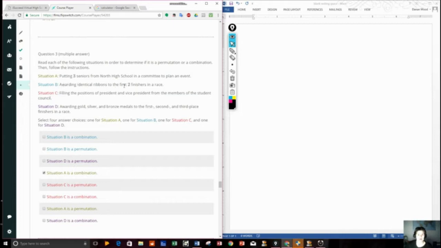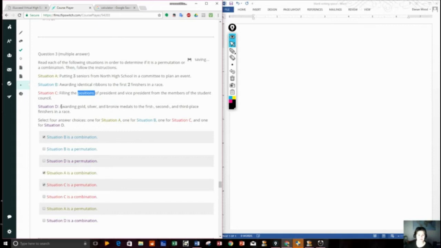Awarding identical ribbons to the first 2 finishers in a race. Okay, so since it has identical ribbons, identical prizes, the order doesn't matter. If you finish first or you finish second, you still have the same exact prize. So B is a combination. C, filling the positions of president and vice president from the members of the student council. This one matters because if you're chosen first, you're the president. If you're chosen second, you're the vice president. So in my keywords under permutations, I would say filling positions because situation C is a permutation.